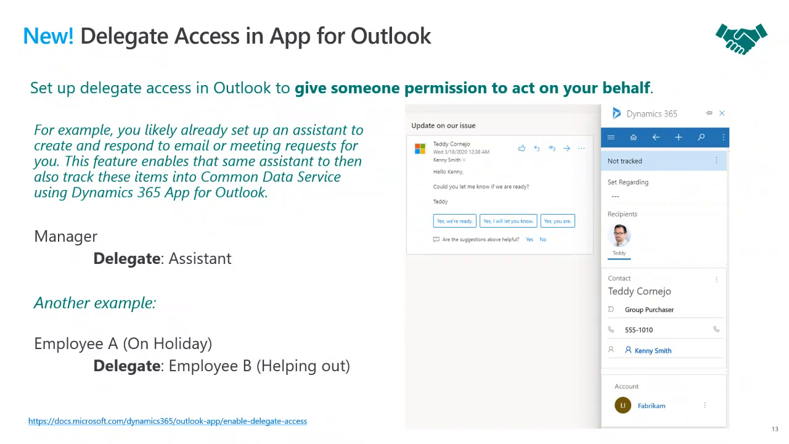This is the Delegate access in the app for Outlook. What it allows you to do is to give someone permission to act on your behalf. That's typically the case when you have, for example, an assistant that needs to create and respond to an email or a meeting request for you, and to make sure that they can also track these items into the common data service using the Dynamics 365 app for Outlook.